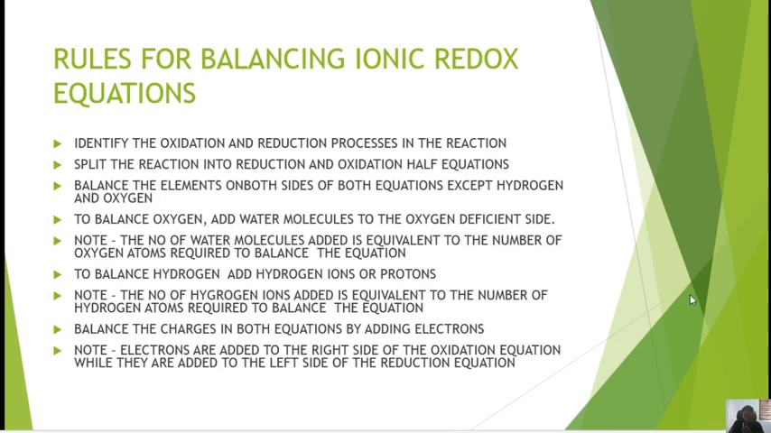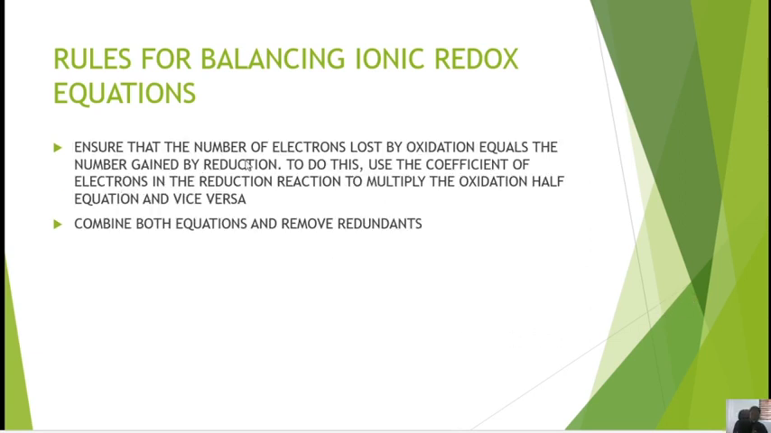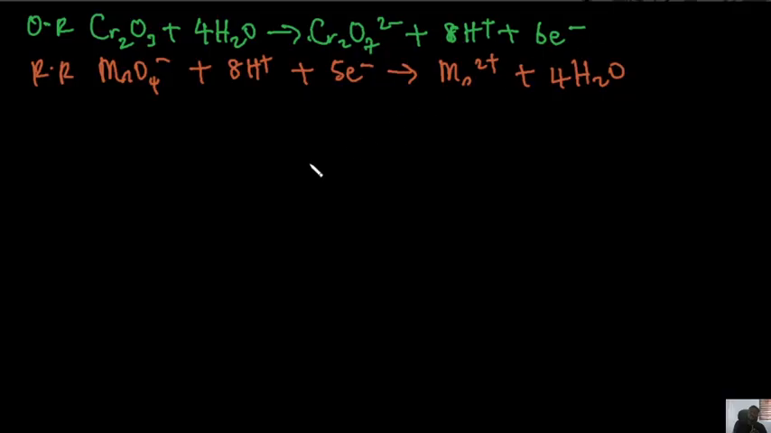Now, the next rule is that we should ensure that the number of electrons lost by oxidation equals the number of electrons gained by reduction. To do this, use the coefficient of electrons in the reduction reaction to multiply the oxidation half equation and vice versa. So it's more like when you are performing simultaneous equations and solving using the elimination method. So we want to eliminate the electrons at the end of this. How do we eliminate them? We'll use the coefficient of electrons in oxidation to multiply the whole of reduction.